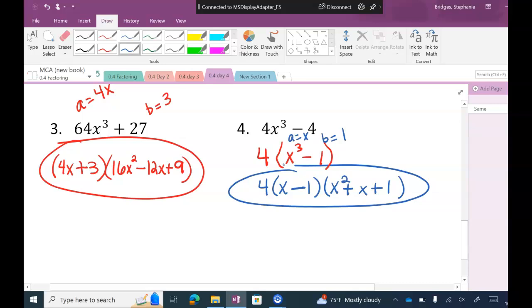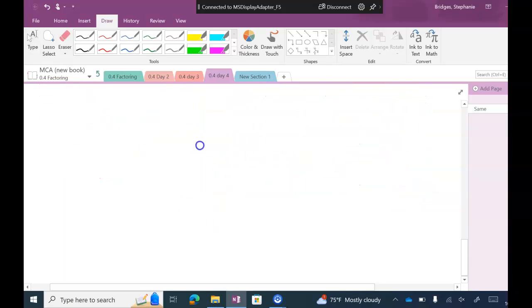So keep in mind, if you pull out a GCF, you have to leave that in front of your parentheses of what you break down further. No, I don't worry about the signs until the very end. All right, I got one more for you.